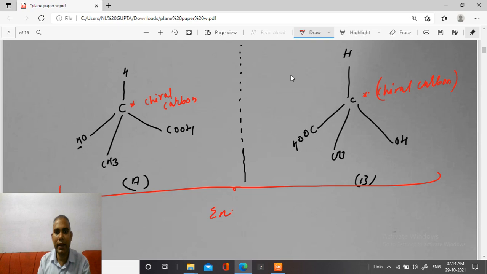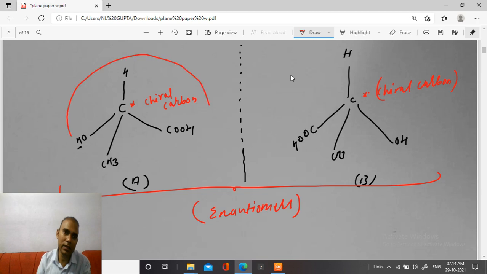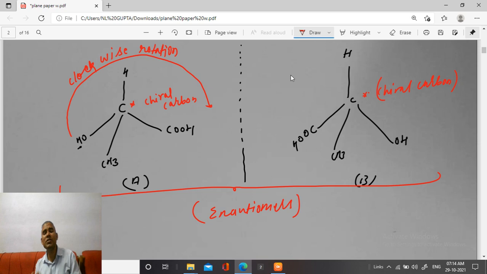Enantiomers are not superimposable. This one is rotating the plane polarized light clockwise, student. If it is clockwise rotation, it is known as D-lactic acid. D-lactic acid means dextrorotatory.